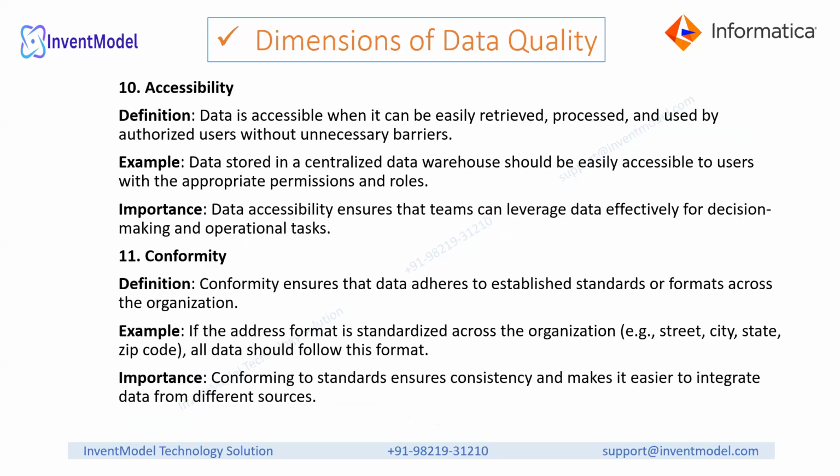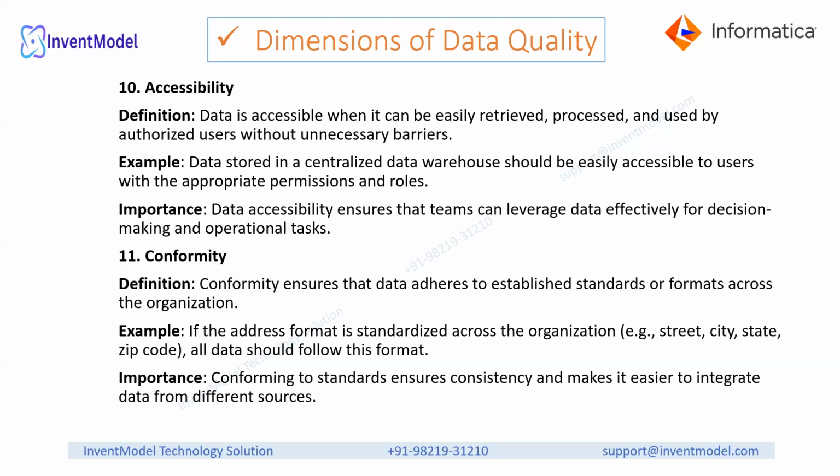Accessibility. Data is accessible when it can be easily retrieved, processed, and used by authorized users without unnecessary barriers. For example, data stored in a centralized data warehouse should be easily accessible to the users with the appropriate permissions and roles. Data accessibility ensures that teams can leverage data effectively for decision making and operational tasks.